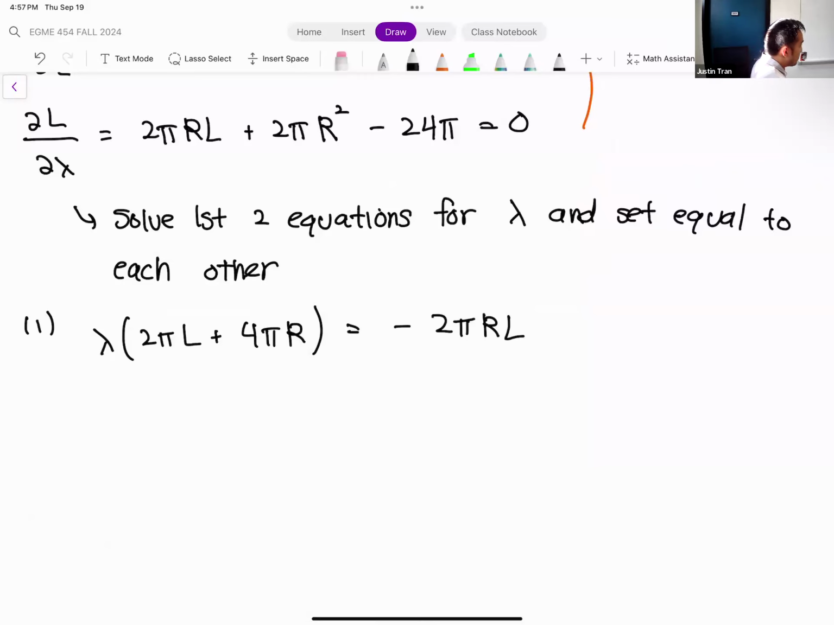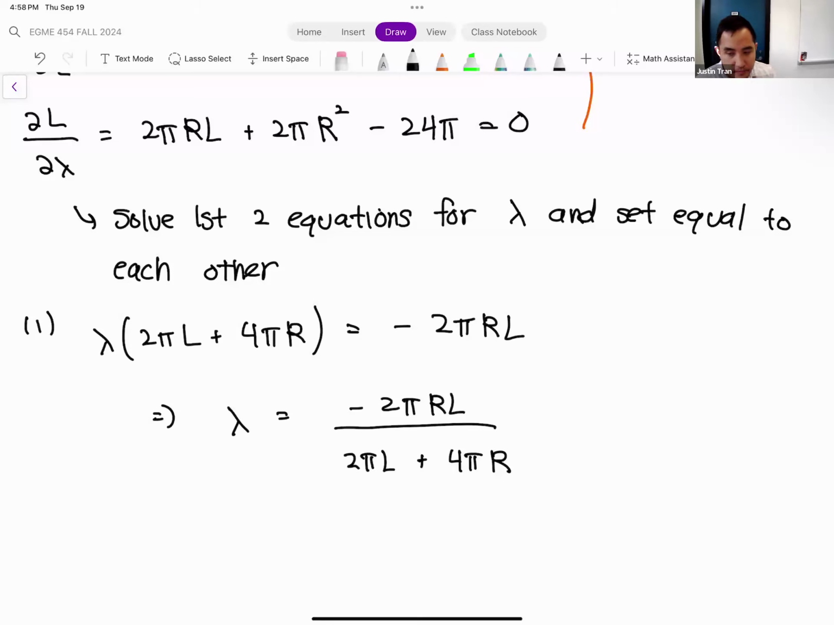Let's solve this equation for lambda. I'm going to divide both sides by the terms in parentheses. So we get lambda is equal to minus 2 pi RL divided by 2 pi L plus 4 pi R.